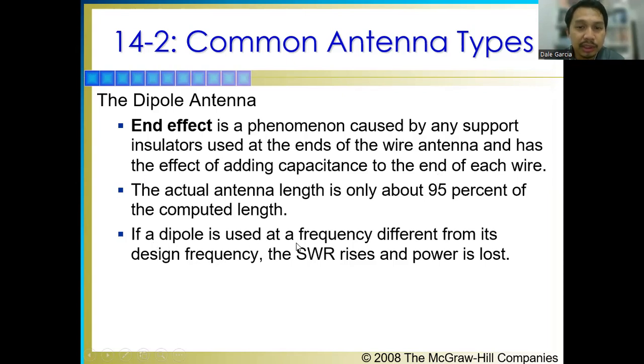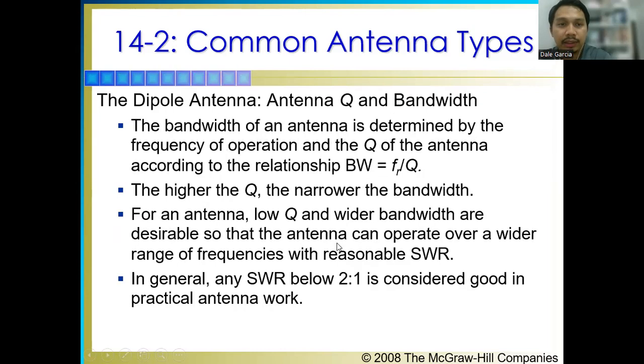If a dipole is used at a frequency different from its design frequency, the SWR rises and power is lost. Okay. So it is as if the transmission line is connected to a mismatched load, if the frequency used for the antenna is not proper. So it is as if it is connected to a mismatched line, with the antenna as our load.